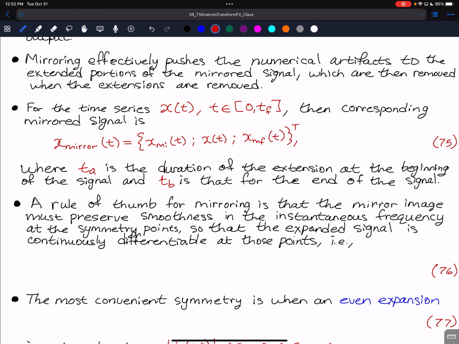And then here, t now lives on the domain of minus t_a to t_f plus t_b. So by doing this mirroring, we are extending the signal in both directions. And so t_a here is the duration at the beginning of the signal, and t_b is the extended duration at the end.